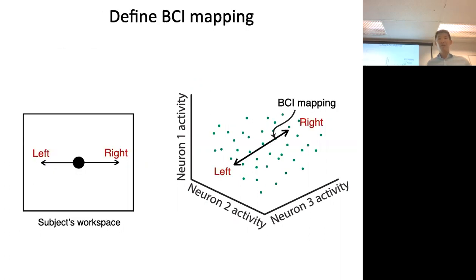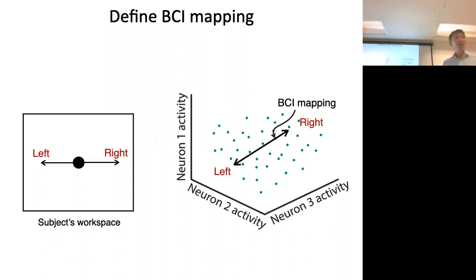Now, we can define the BCI mapping in this space. This is a graphical representation of what is defined by the big A, big B, and little b. So if this is the BCI mapping, if the subject wants to move the cursor to the left, the subject would need to produce neural activity down here. Whereas if the subject wanted to move the cursor to the right, they would need to produce neural activity over here.